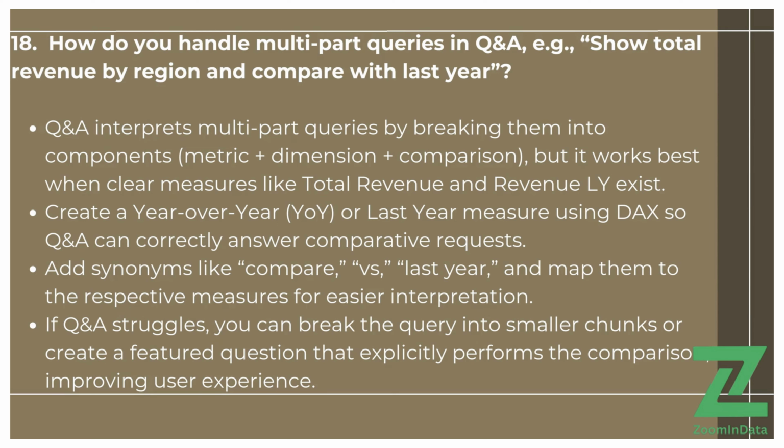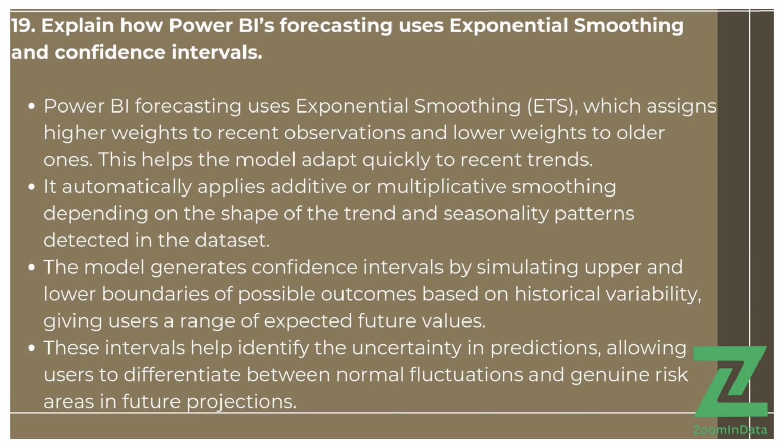Create a year-over-year, YoY, or last year measure using DAX so Q&A can correctly answer comparative requests. Add synonyms like compare, vs, last year, and map them to the respective measures for easier interpretation. If Q&A struggles, you can break the query into smaller chunks or create a featured question that explicitly performs the comparison, improving user experience.